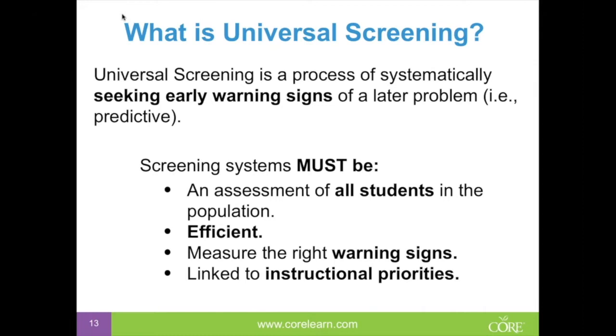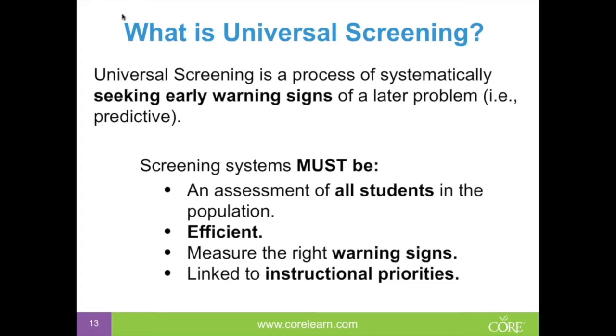We want to intervene early. So universal screening is something that we really recommend early educators and even early childhood centers look at. What are those things that are indicative of students having good language skills and good pre-reading skills and reading skills? So screening systems also must be an assessment for all students in the population. So again, we want to screen everybody.